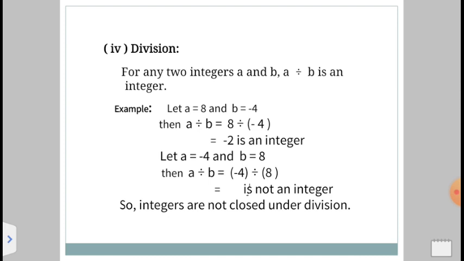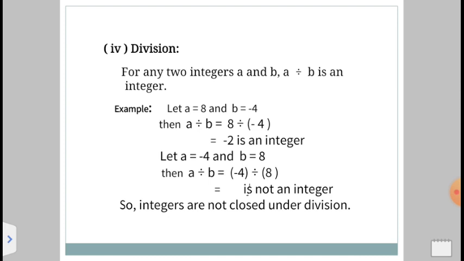Let a is equal to 8 and b is equal to minus 4. When you divide a divided by b, 8 divided by minus 4, 8 in the numerator and minus 4 in the denominator. 8 by minus 4 is minus 2. Yes, minus 2 is an integer.